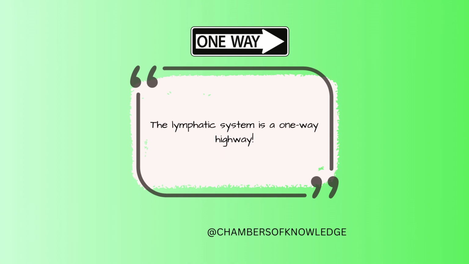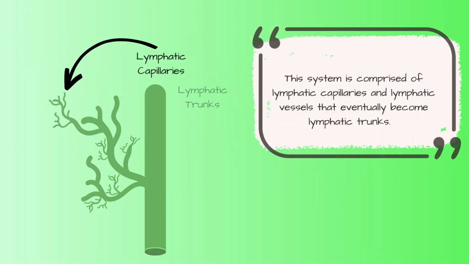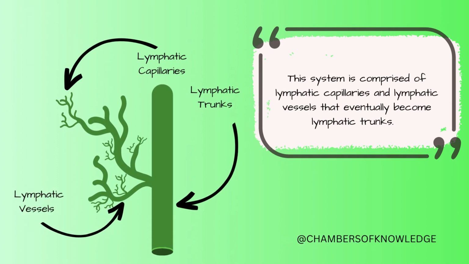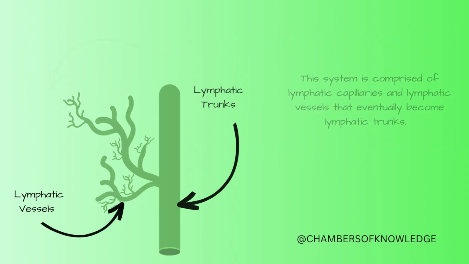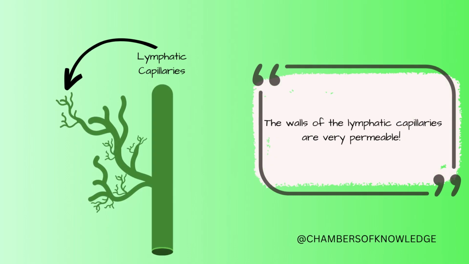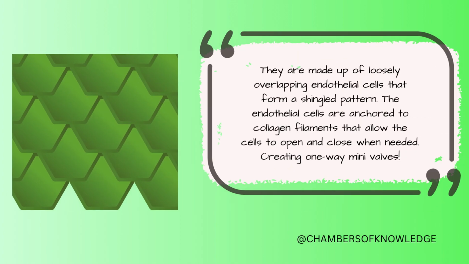The lymphatic system begins in the lymphatic capillaries and ends at the lymphatic ducts. The lymphatic system is comprised of lymphatic capillaries, lymphatic vessels that eventually become lymphatic trunks. The walls of the lymphatic capillaries are very permeable, meaning they allow liquid to pass through relatively easily. The lymphatic capillaries are made of loosely overlapping endothelial cells. These endothelial cells form a shingled pattern, similar to the shingling on a roof.